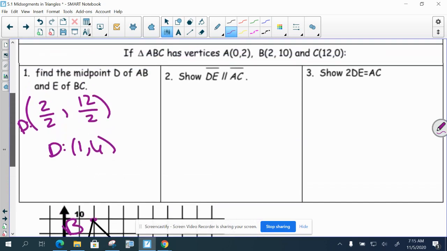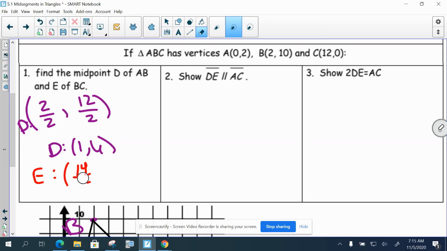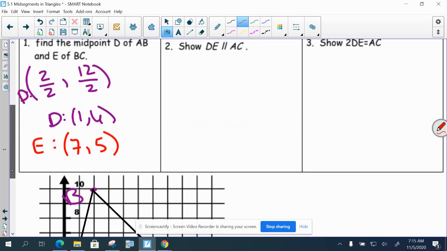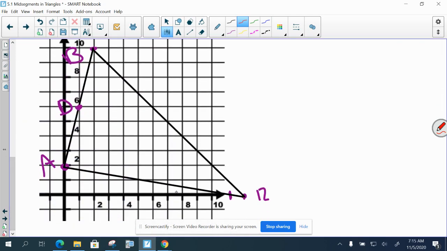We'll do the same thing with BC. For BC, point E is the midpoint, and for the x coordinate, add the x's together. 2 plus 12 is 14. Divide by 2 is 7. Just going to write 7 there to save space. And then 10 plus 0 is 10. Divided by 2 is 5. So E, the midpoint of BC, is at (7, 5). There it is.